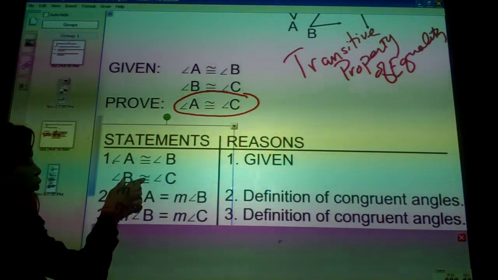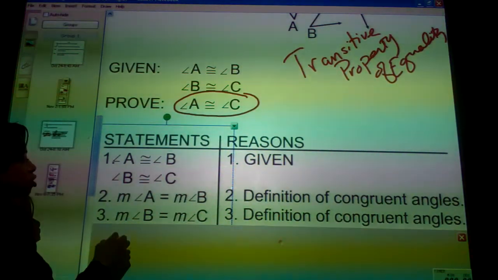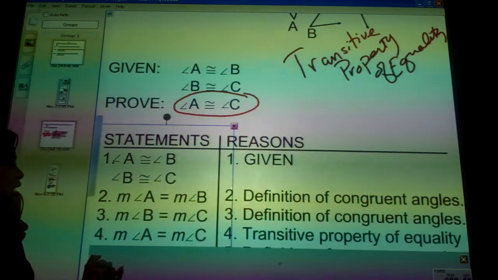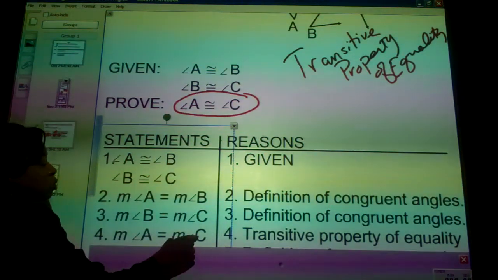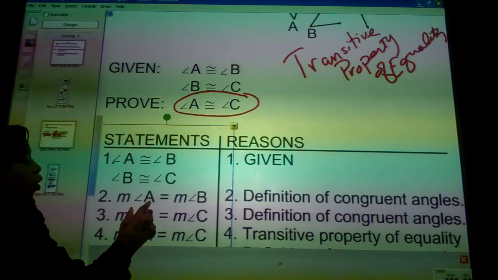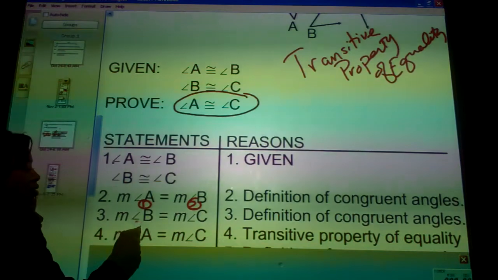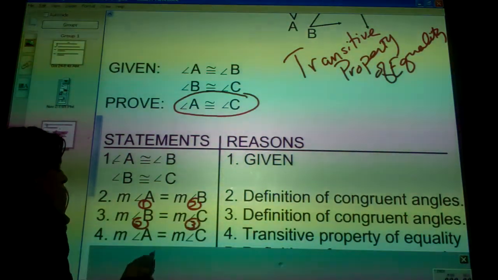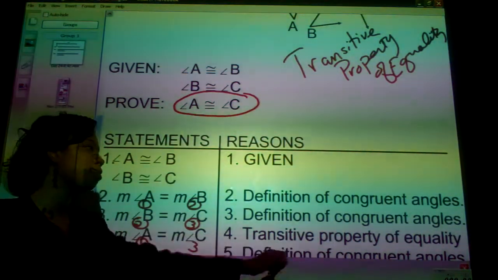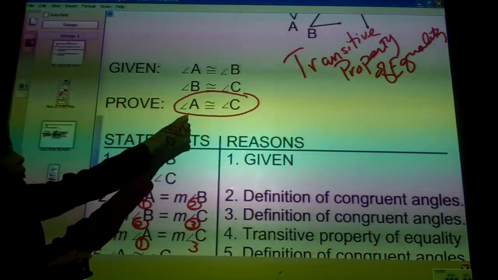Okay, so I went from congruent to equal on there. That's fine. That's definition of congruent. So far, I said A is equal to B, B is equal to C. Now what I'm going to say is the measure of angle A is equal to the measure of angle C by transitive property. Because the first is equal to the second, and the second is equal to the third. And now I'm saying that the first is equal to the third, which is transitive property of equality.